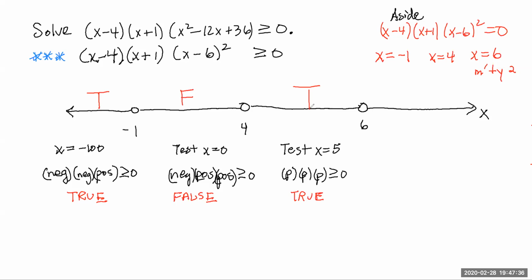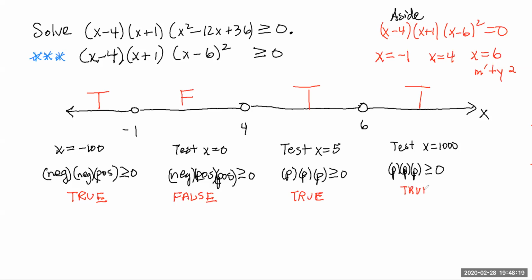What else? Let's test the last region. You can get a little bit creative here. Maybe test x equals 1,000. Notice it's clearly positive, right? 1,000 minus 4 is positive. 1,000 plus 1 is positive. 1,000 minus 6, still a positive number squared. It's clearly positive. And if you wanted to be consistent, you could put some kind of note for yourself: P times P, positive times a positive. Is that greater than or equal to 0? That is definitely true. Once again, we mark it with true.